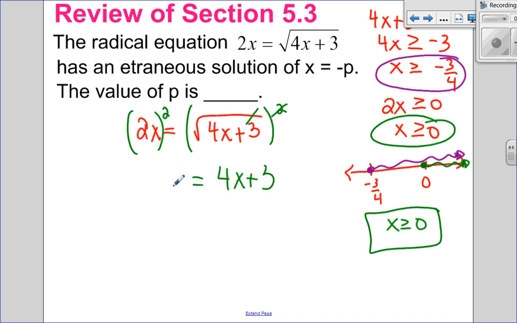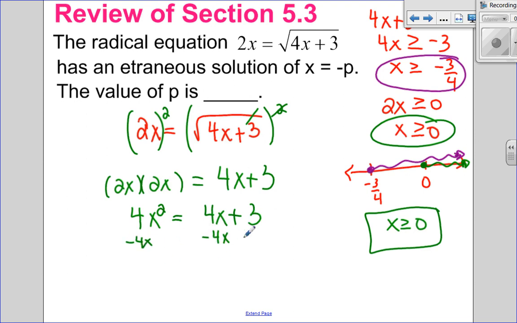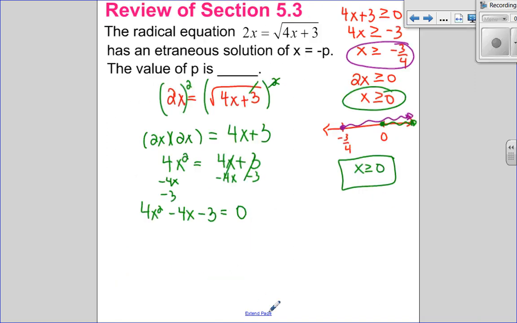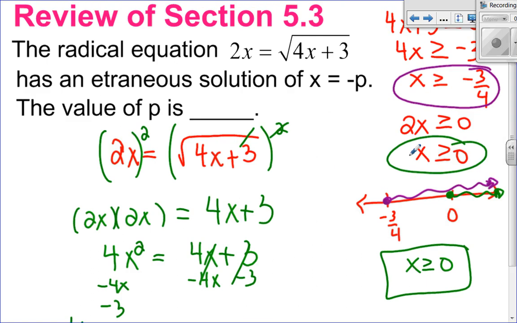On the other side, 2x squared, I'm just going to be super cautious and write that out twice. The reason I do that is because I want you to remember that the 2 and the x are squared. So 2 times 2, 4, x times x, x squared equals 4x plus 3. So I'm going to set this quadratic equal to 0. I'm going to subtract 4x from both sides and subtract 3 from both sides. So that's all gone. I'm left with 4x squared minus 4x minus 3 equals 0. Let's make that a little bit bigger for you.